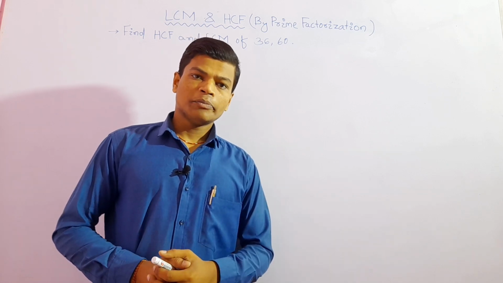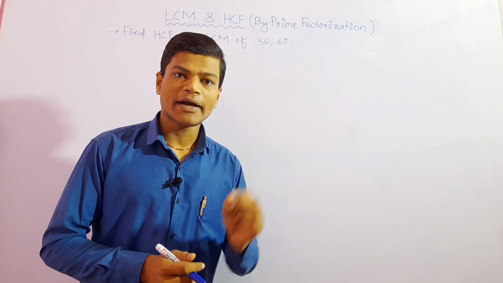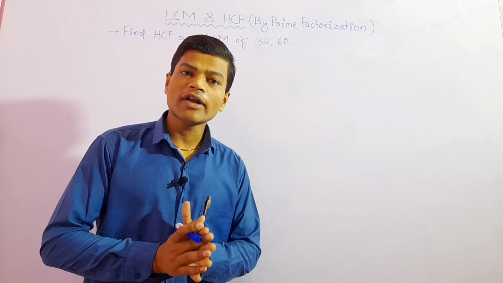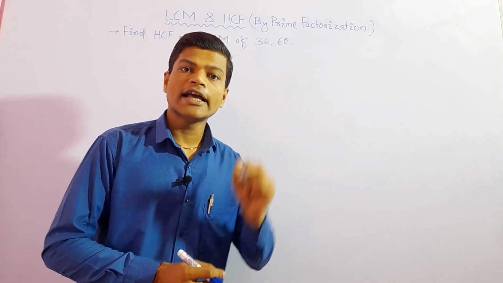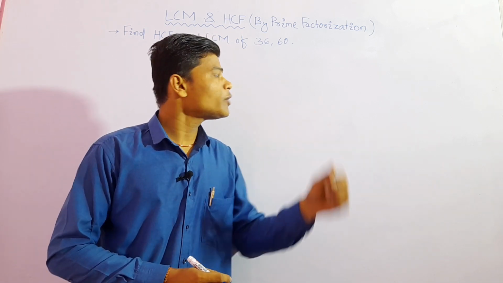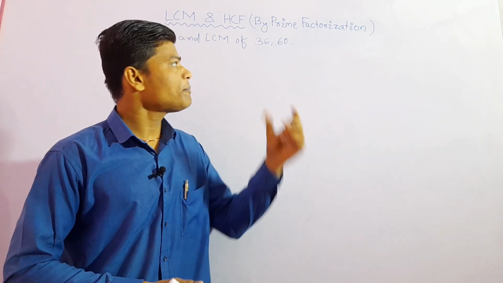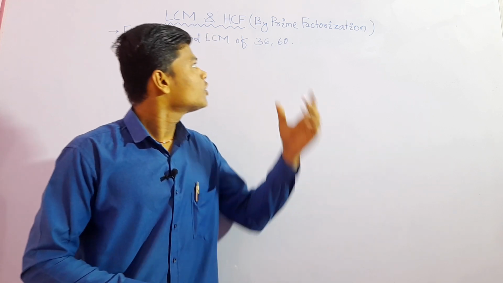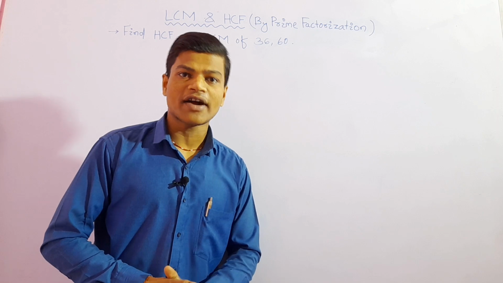Before finding the LCM and HCF of 36 and 60 by prime factorization, you should know what prime factorization is. Prime factorization means expressing a number as the product of its prime factors. So here we have to find the LCM and HCF of the given numbers. To do that, first we have to prime factorize the given numbers, 36 and 60. Then we will find their HCF and LCM.